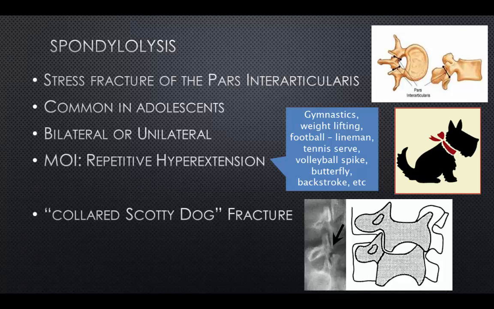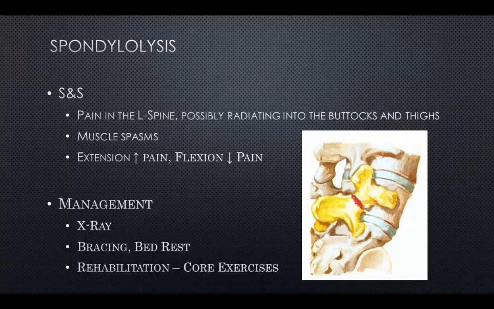This injury is known as a collared Scotty dog fracture, as it resembles a Scotty dog wearing a collar when the fracture is x-rayed, such as that in the picture. The signs and symptoms, which are common to a spondylolysis, are pain in the lumbar spine, possibly radiating into the buttocks and thighs, muscle spasm, pain with extension. Management includes x-ray to identify the fracture, possible bracing or bed rest, and eventually rehabilitation, focusing on core exercises.